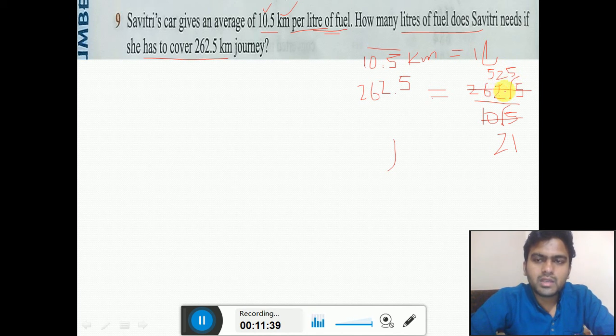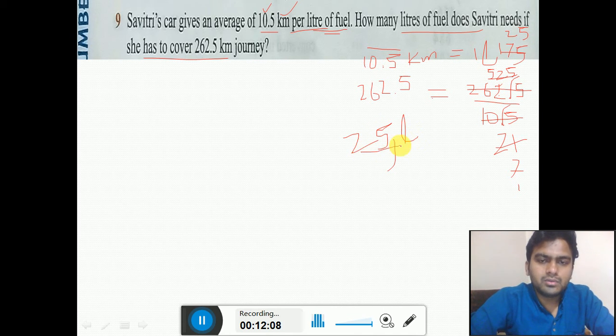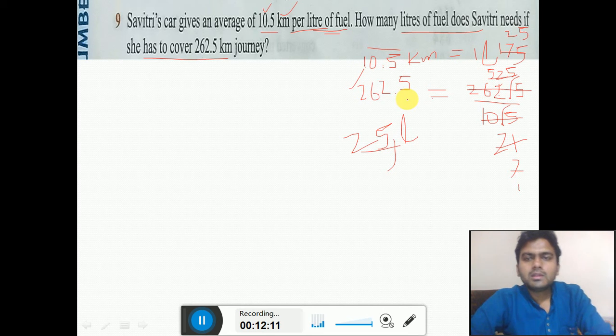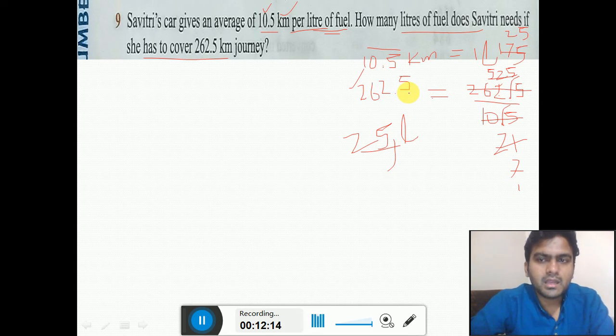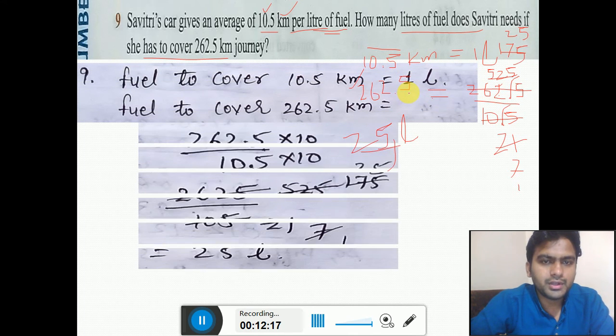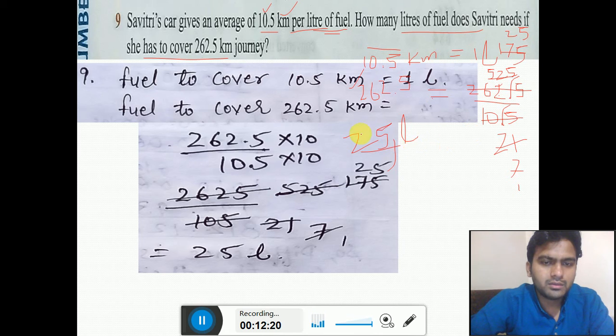Now by which number can we simplify these two? By 3. 3 7s are 21. Now 3 1s are 3, 2 left, 3 7s are 21, 1 left, 3 5s are 15. Now by 7: 7 1s are 7, 7 2s are 14, 7 2s are 14, 3 left, and 7 5s are 35. So our answer is 25 liters of petrol is needed to cover 262.5 kilometer of distance. And here is our solution. I have solved: 25 liters of petrol.